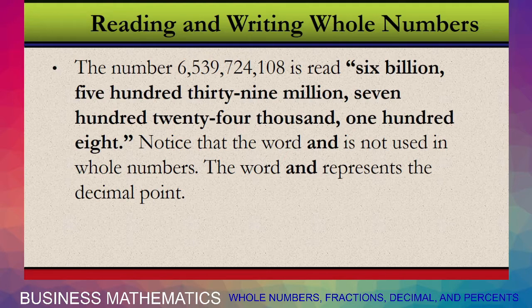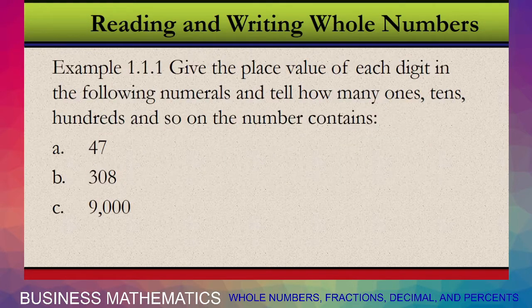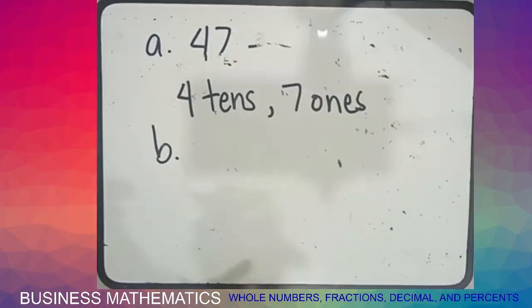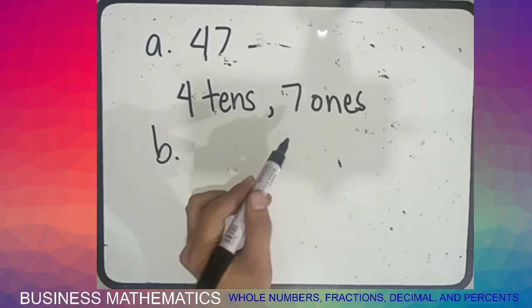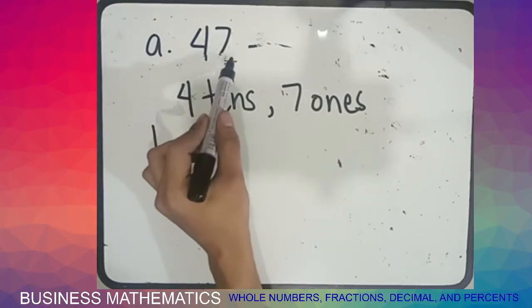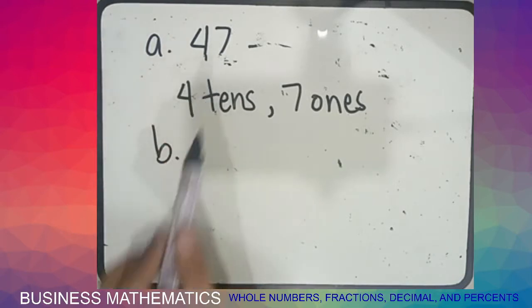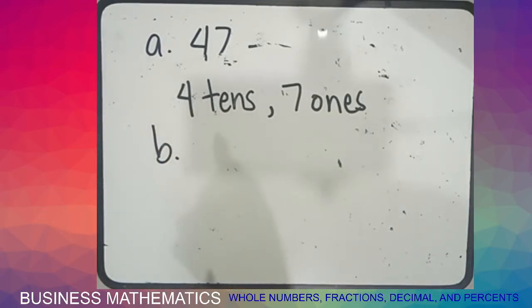Next, example 1.1. Give the place value of each digit in the following numerals and tell how many ones, tens, hundreds, and so on the number contains. Ang sagot doon sa letter A ay 4 tens and 7 ones. Ang tinatanong doon kung ano yung place value ng 4 at 7 at kung ilan ang tens, ones.